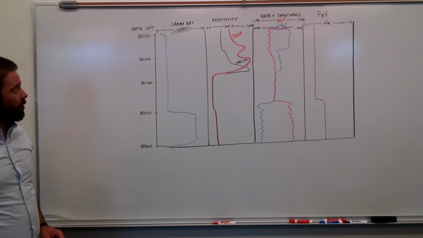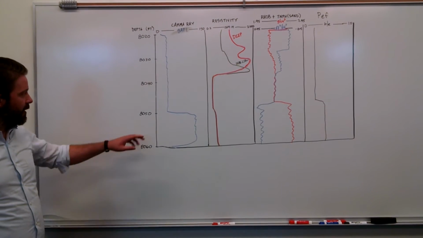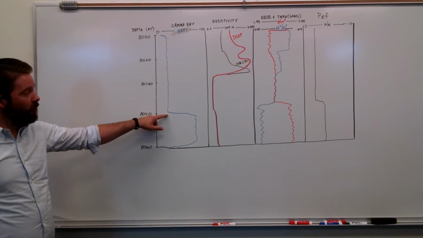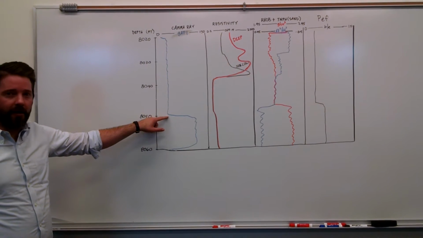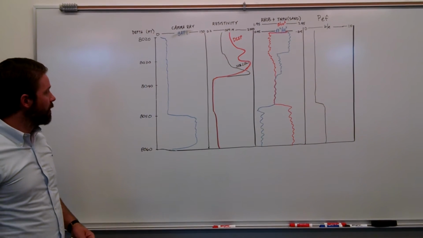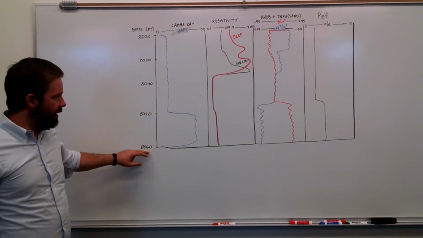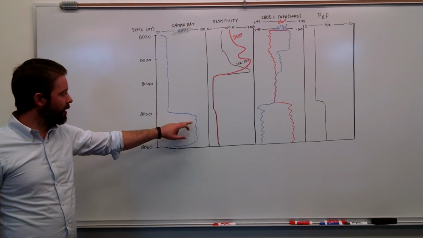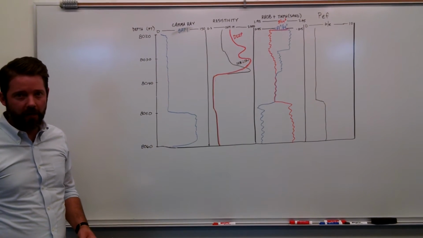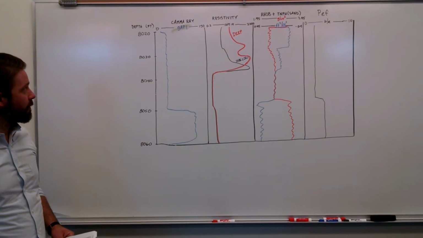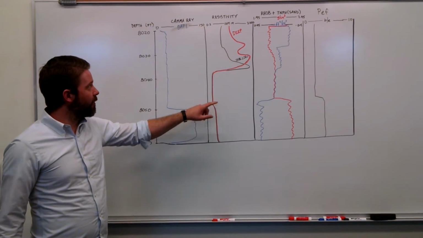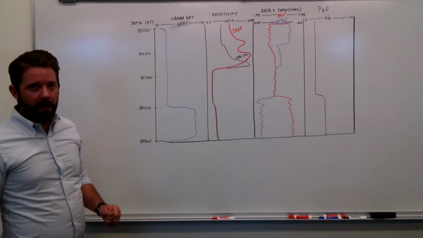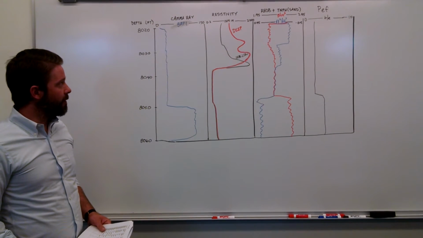So first with the gamma ray plot right here, from 8020 to 8050, we have low gamma ray, usually indicative of sandstone or limestone. And then at 8050 to 8060, we have higher gamma ray right here, which is usually indicative of a shale formation. On the resistivity plot over here, we have 2 different plots, a shallow and a deep resistivity.